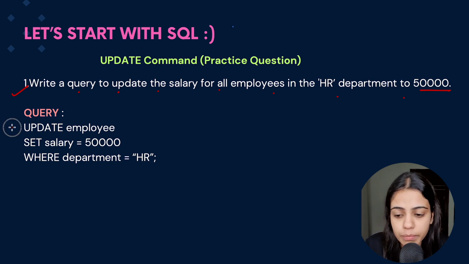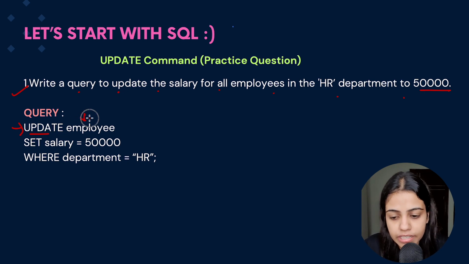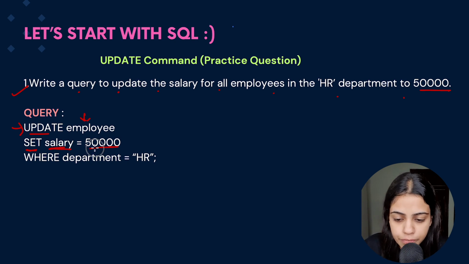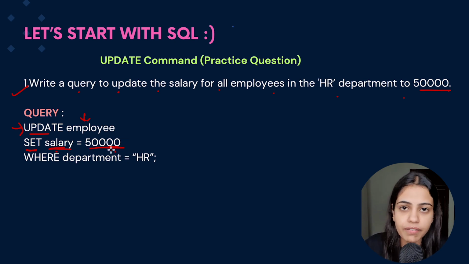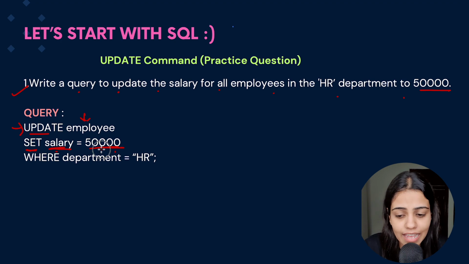So what the query would be, I'll give UPDATE, then the table name which we created, employee, and then we will give SET salary equal to 50,000. So this is the updated value which I want to set. So I'll set the salary equal to 50,000, and then I'll provide the condition or the clause WHERE department equals to HR.